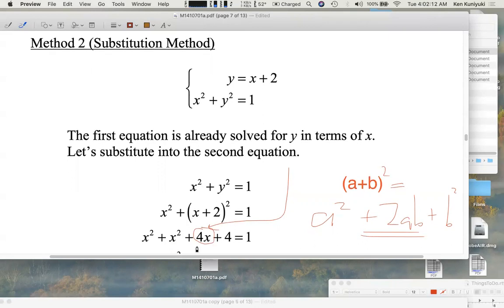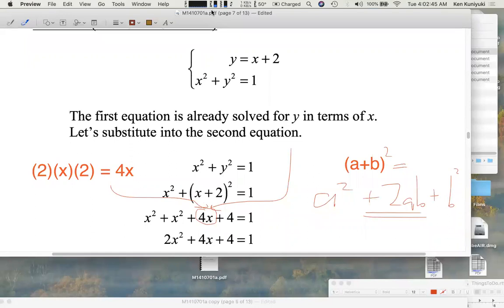Twice the product of the two terms. 2 times x times 2. 2 times x times 2 is 4x. You need the 4x. I don't mind taking forever to push the 4x because so many students forget it on the homework. I see that. Okay, don't miss that middle term. Plus, the square of 2 is 4. People get that. Equals 1. What's x squared plus x squared? It's 2x squared.